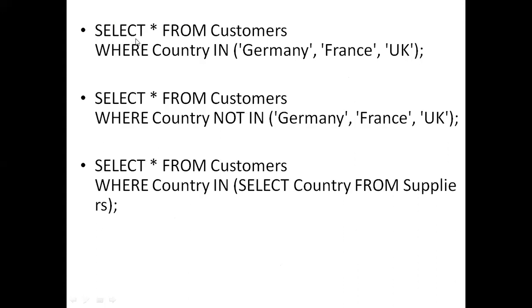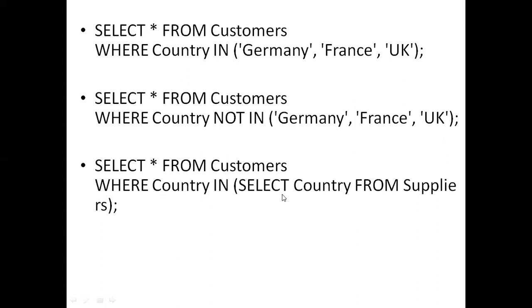In the first example, I am selecting some customers where country is in Germany, France, or UK. If they belong to these three countries, then only we select those customers. And with not in, if we are selecting the customers who are not from these three countries, they have to be from the rest of the countries. So we can use the not in operator.